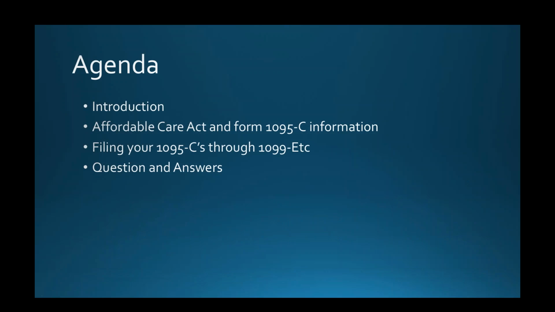Quick introduction, we'll go through some things, and then I'll talk a little bit about the Affordable Care Act and the Form 1095-C information. Richard will go through 1099, etc., and how to file your 1095-Cs through there, and then we'll take questions and answers towards the end. If you have questions, please submit them via the questions in the GoToWebinar, and we will do our best to answer them. We'll try to get them together and answer them periodically, but at the end we'll probably go through most of those questions unless something comes up right in the middle that we can address.